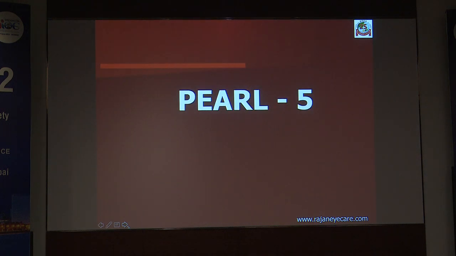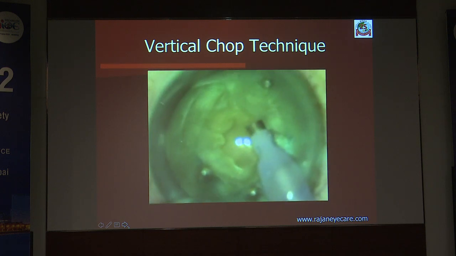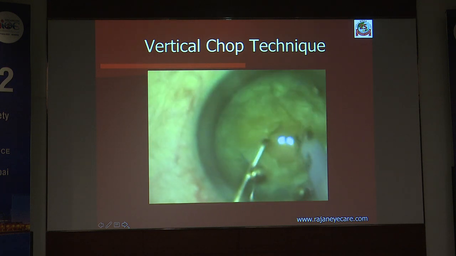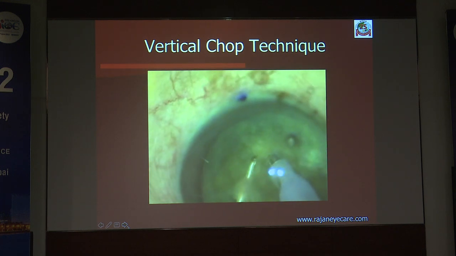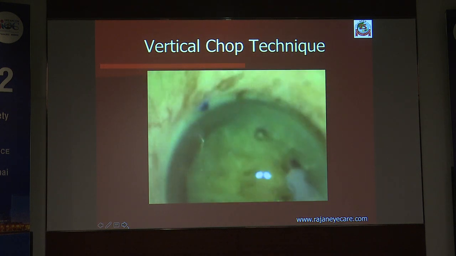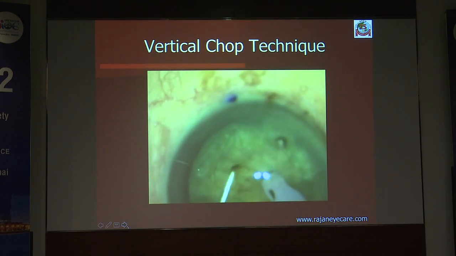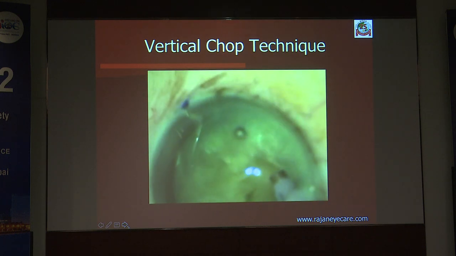So Pearl 5 is the vertical chop technique. The vertical chop technique is probably the best method by which you can take care of this, because many of these white cataracts are very hard cataracts as well. Use a sharp chopper. I have devised a chopper which is available with Appasamy. You see how a sharp chopper opens up the posterior nuclear plate and makes the cataract into smaller pieces.